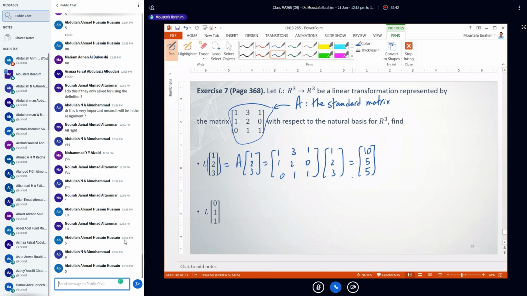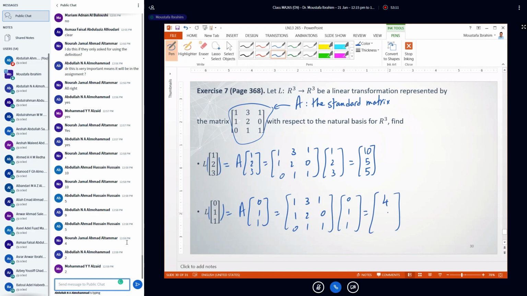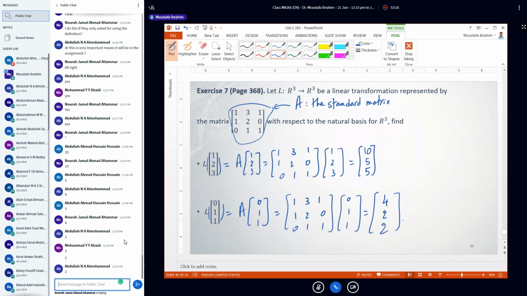So 10, 5, 5. Second one, L(0,1,1). So again, it's A multiply (0,1,1). So it will be rows (1,3,1), (1,2,0), (0,1,1), multiply (0,1,1). Yalla, guys, what do we get? 4, correct. Second row multiply column, 2, very good. And last row multiply column, again it's 2. Very good.